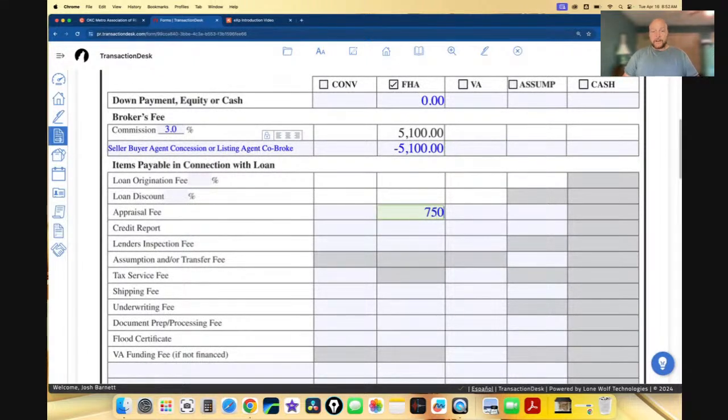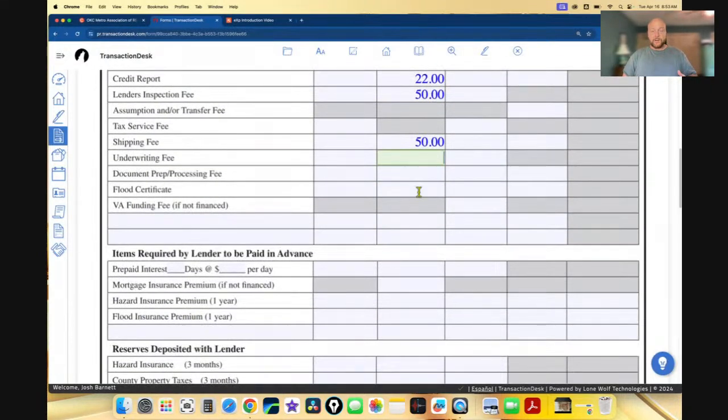Appraisal fee out in rural areas, I'm going to say at minimum $750. Credit report, this will vary lender by lender. This is an estimate, guys, an estimate. The lender inspection fee, tax service fee, underwriting fee, doc prep fee, and then flood cert.